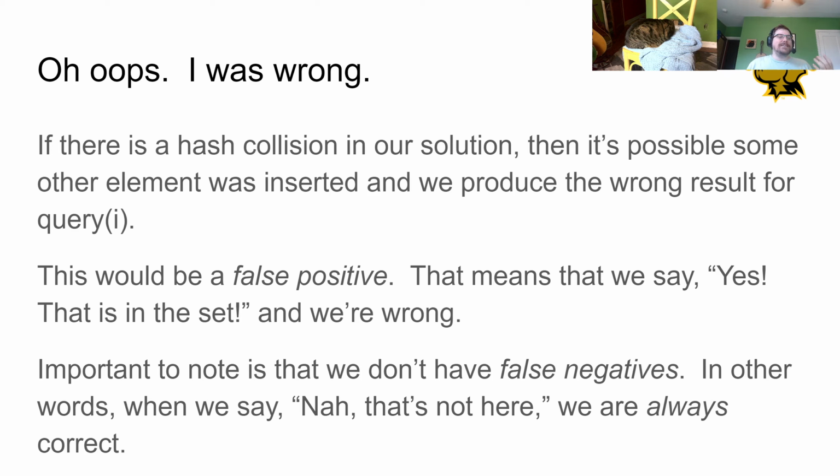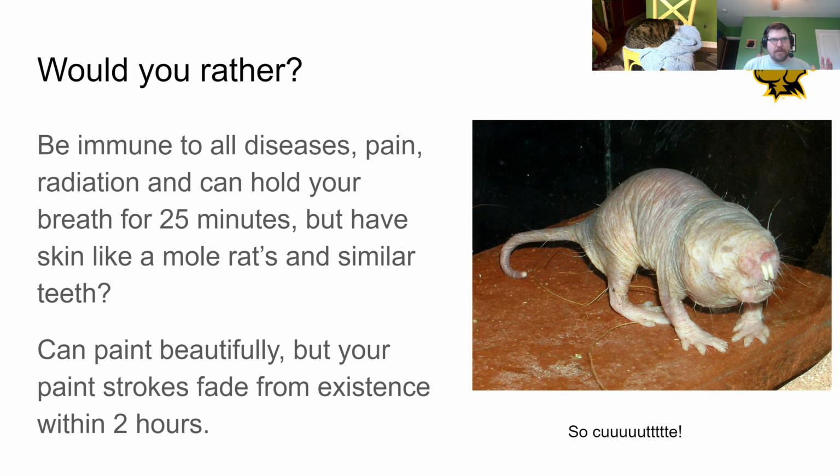So when I say that something is in the data store and it's not, that is called a false positive, right? When I say something's in the data store and it is, that's a true positive. If I say something's not in the data store and it is in the data store, that is a false negative. Bloom filters do not produce false negatives. They only produce false positives. So, whenever we say that something's not there, it is in fact not there.